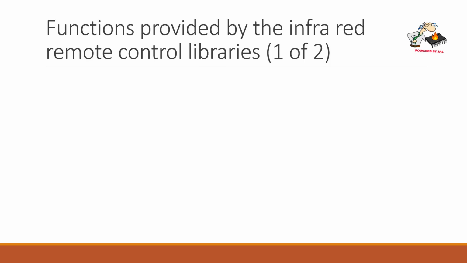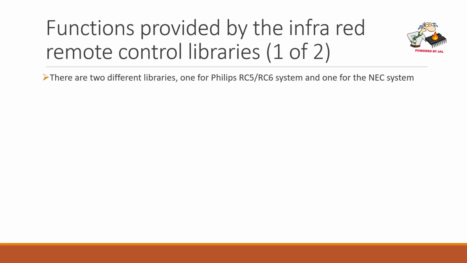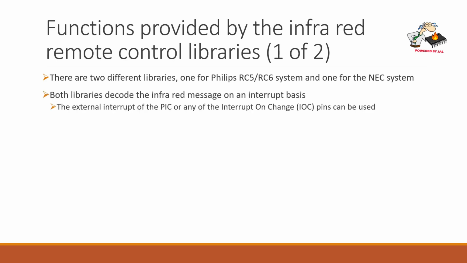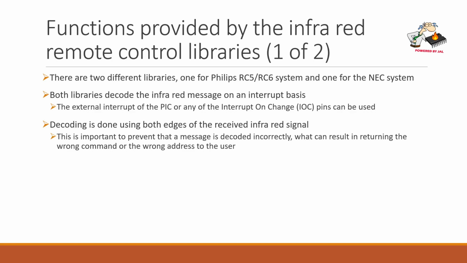So what are the functions provided by these libraries? As I said, there are two different libraries, one for the Philips RC5 RC6 system and one for the NEC system. Both libraries decode the infrared message on an interrupt basis, and for the PIC you can decide to use the external interrupt or you can use any of the interrupt on change pins. Decoding is done on both edges of the received infrared signal, and this is important because this will prevent that the message is decoded incorrectly, resulting in the incorrect command or address byte being received.